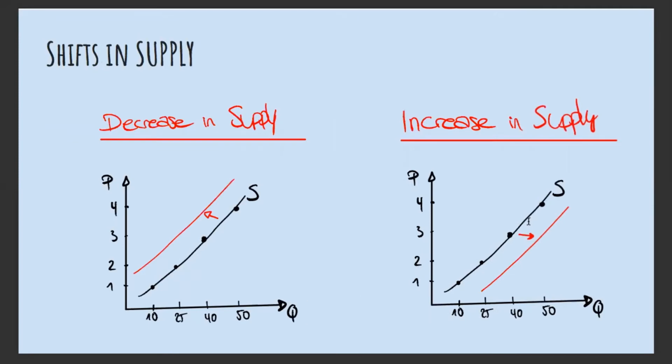And so, same as for the demand, the supply can also shift. And it goes in the same direction. So when there is a decrease in supply, the supply shifts to the left. And when there is an increase in supply, the supply shifts to the right. Same as for the demand. And so, also similar as for the demand, there are 5 big shifters of the supply curve.